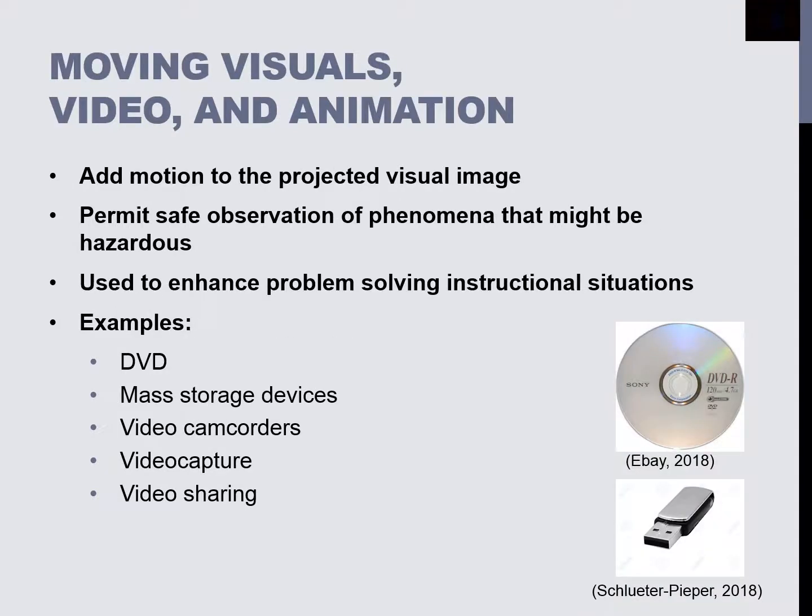So another type of media is moving visuals or video and animation. This is when you add motion to a projected visual image. Some examples are a normal movie that you would go and watch. This is helpful because it permits the safe observation of a phenomenon that may be hazardous if you viewed it in a real-life situation. An example of this is a bomb exploding. You could not go and watch the bomb explode, but you could watch a video of the bomb exploding with no consequences to the learner.